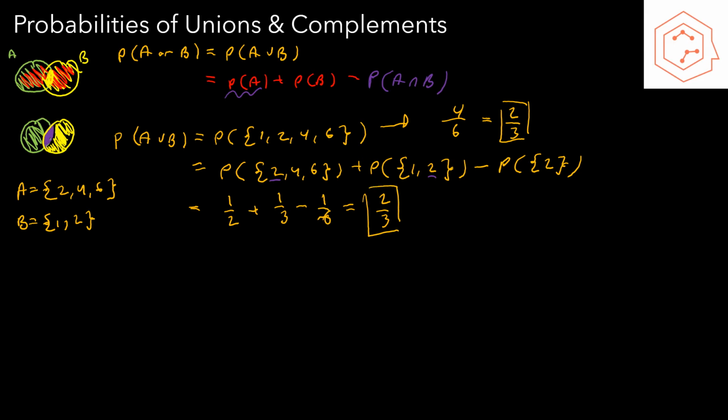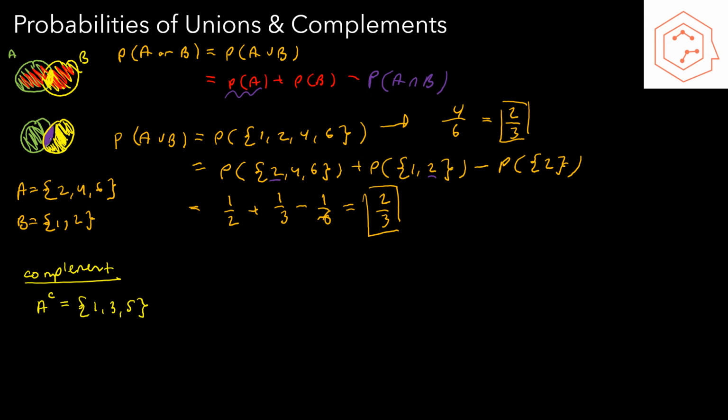Now the second thing we can talk about is the complement. So we said that since A is equal to even numbers, its complement is everything, or all events, that are not A. So that would be odd numbers, 1, 3, and 5. If we get any of these, then event A did not occur.